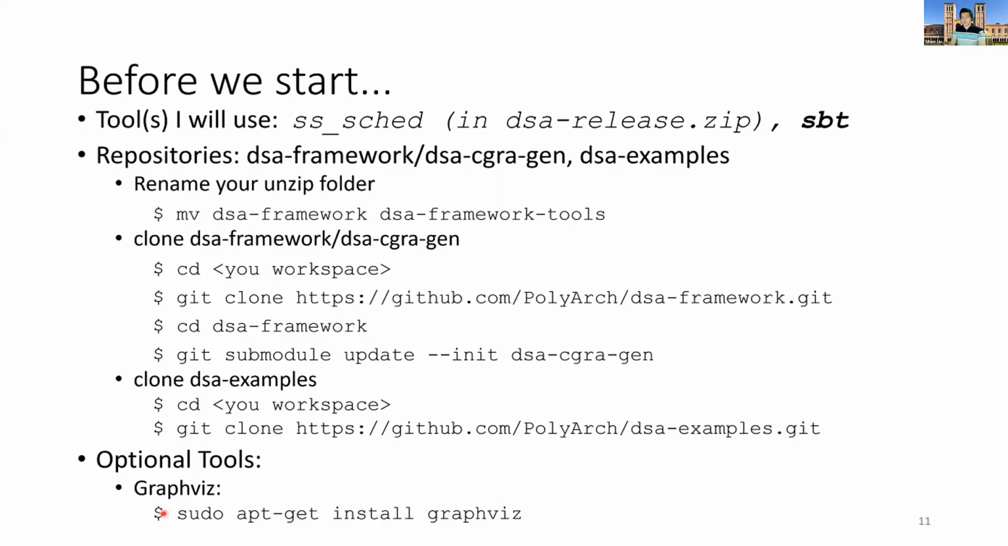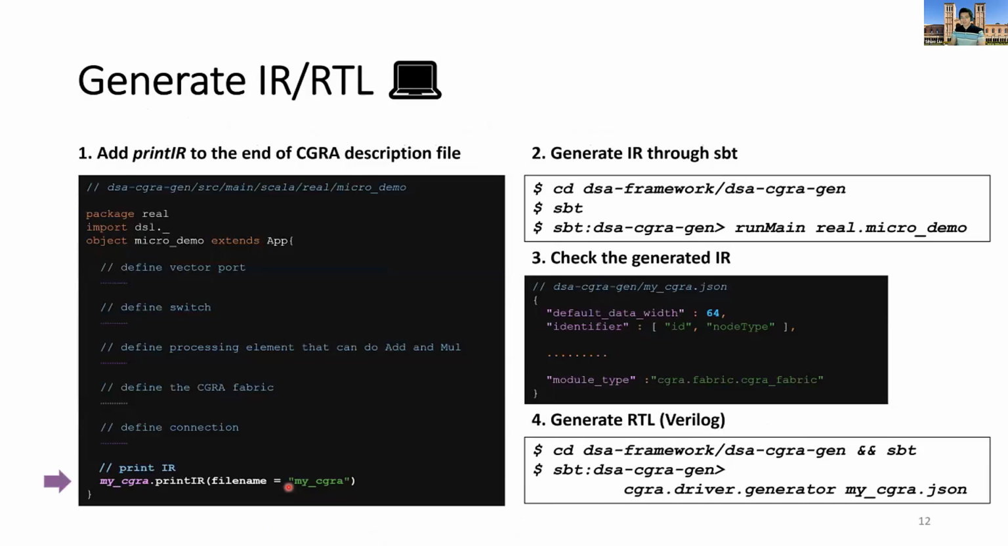And there will be an optional tool called GraphViz so that you can actually visualize the CGRA that you just built. I have already installed it, but if you are using Docker, I think there's no way for you to visualize the result. If you are using your own machine, you can use this command to install GraphViz. Okay, so that gets started. And this is the CGRA that we just built.